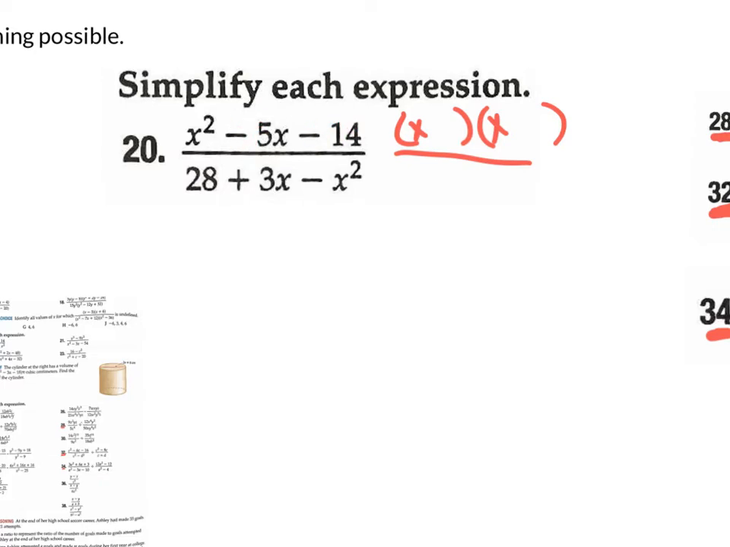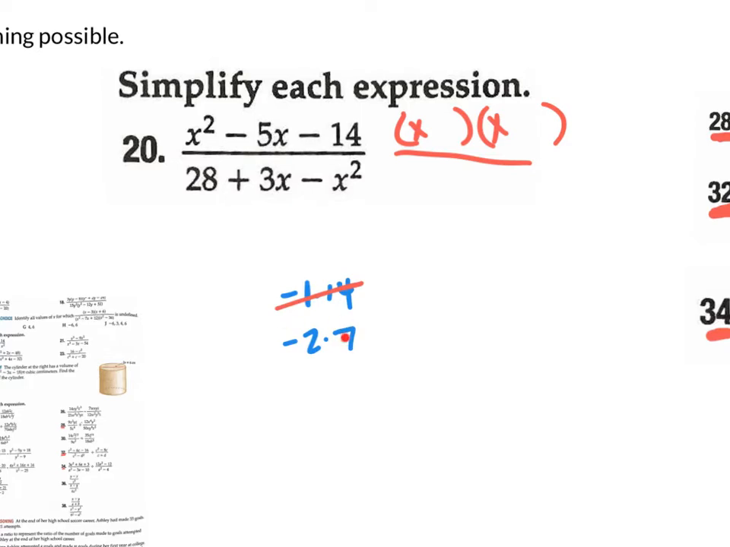So we might want to make a list, right? What times what is negative 14? We have negative 1 times 14, negative 2 times 7, and that's it. So which pair of numbers, when you combine them, will give you a negative 5? Well, if you go 14 with a negative 1, that's 13. That's definitely not 13. We want a negative 5. So this can't be it.